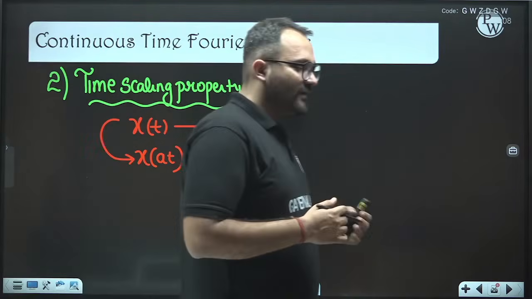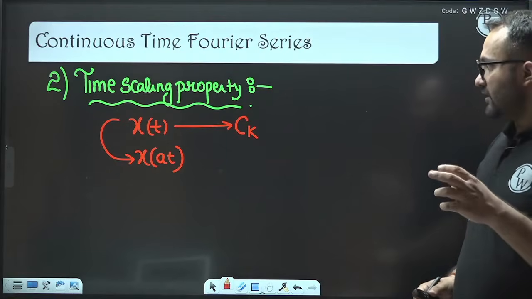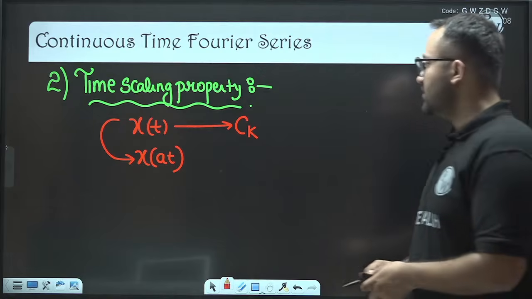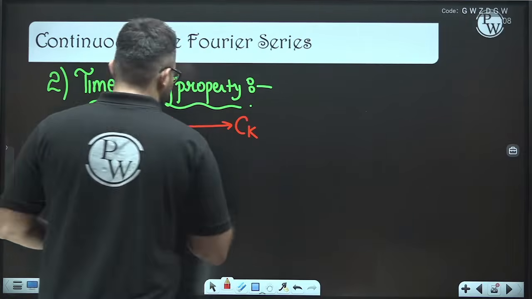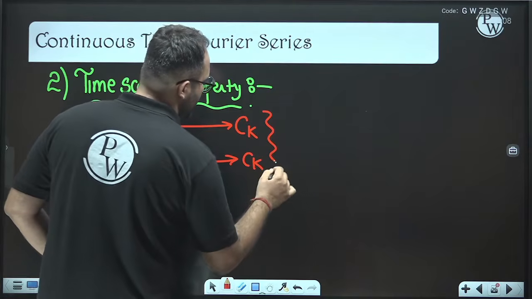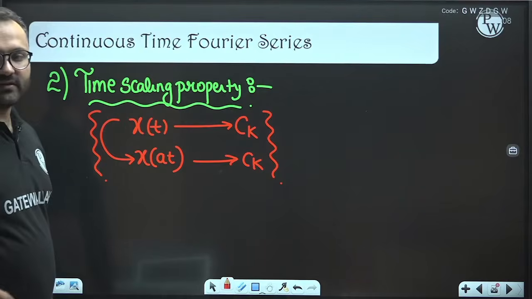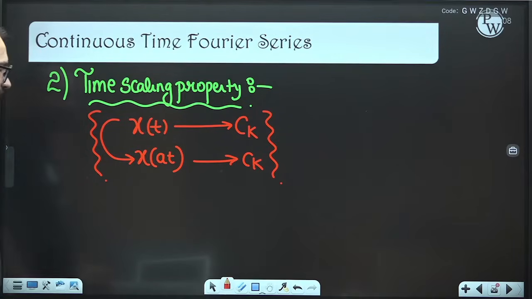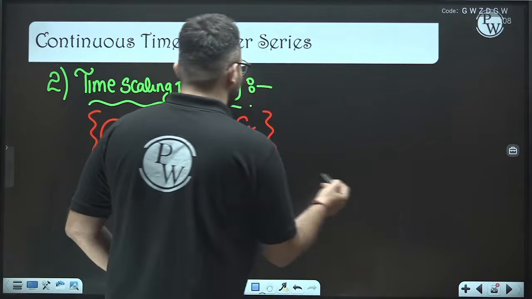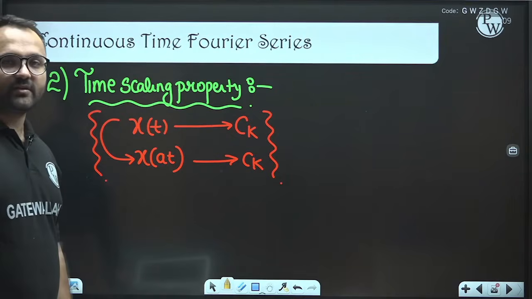Obviously when we are doing time scaling, the time period will change. Either we are compressing or we are expanding. In both the cases time period will change, but always remember that the Fourier series coefficients will not change. Remember that the Fourier series coefficients do not change even after doing the time scaling.